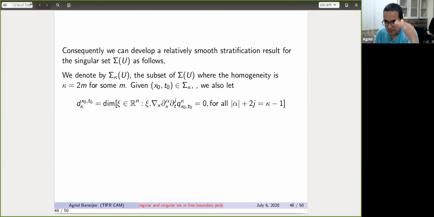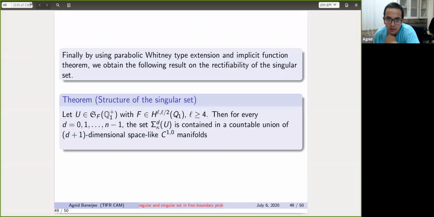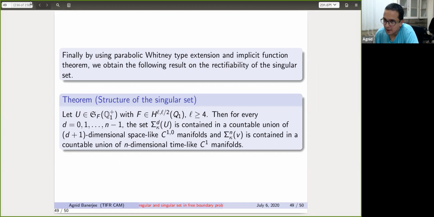And as I said, because of the Whitney extension, this would correspond to the kernel of a certain order derivative of a reasonably smooth function f. And this is kind of tailor-made for applying the implicit function theorem. So based on that, you have the following stratification: depending on the dimension of the singular set, the singular points are contained in a countable union of d plus 1 dimensional C1 manifolds. And the top dimension, in fact, and it's quite interesting, is contained in a countable union of time-like C1 manifolds.